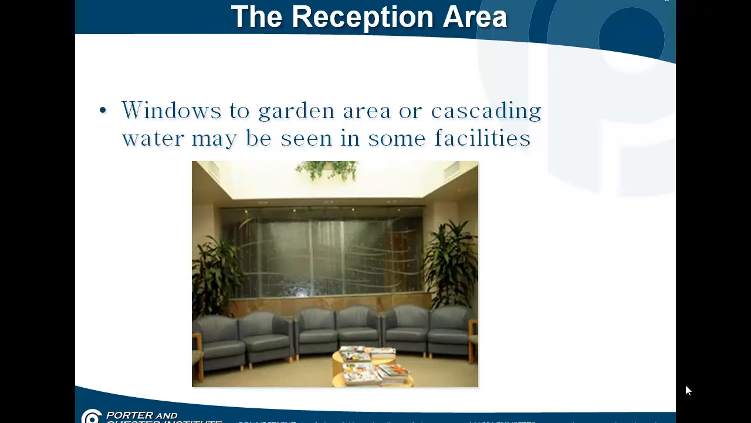Lighting is also very important. Windows let in natural light. You want to also have lamps. You don't want to have very bright light, but do not have it too dark where patients with visual impairments can't see.